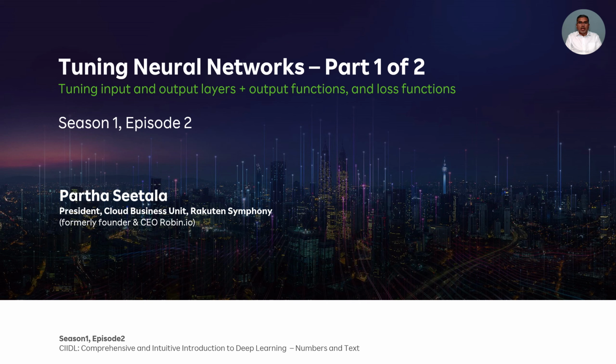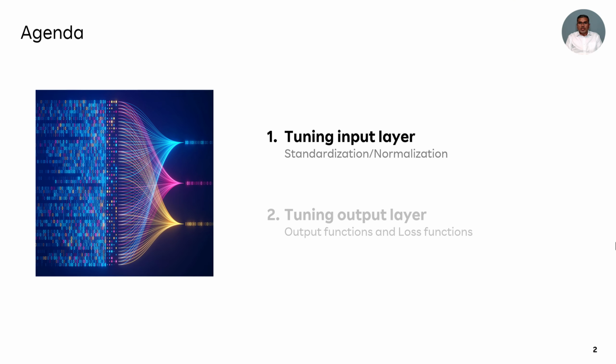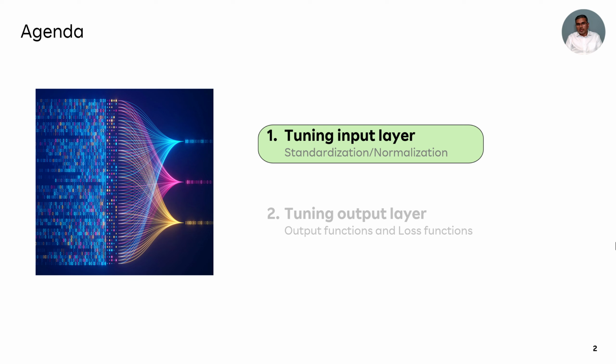Hello, everyone, and welcome to episode 2 of season 1, where we discuss fine tuning neural networks. In this episode, we'll focus on two aspects of the neural network. The first one would be focusing on the input layer and what we can do in terms of tuning it so that we can optimize the network so that it will converge faster.